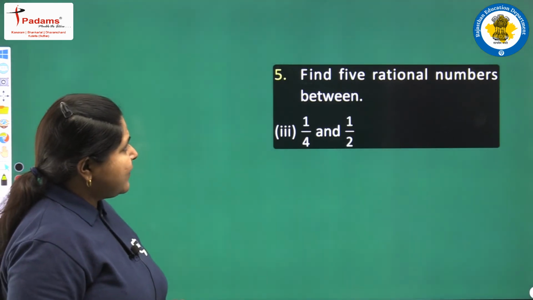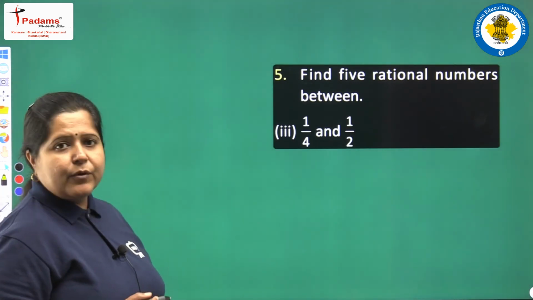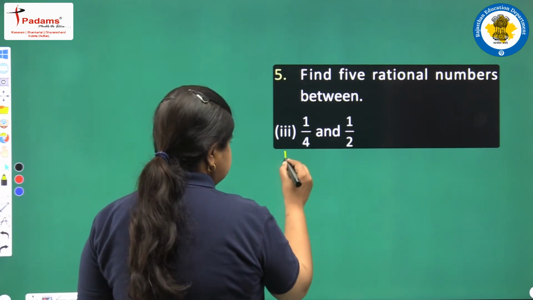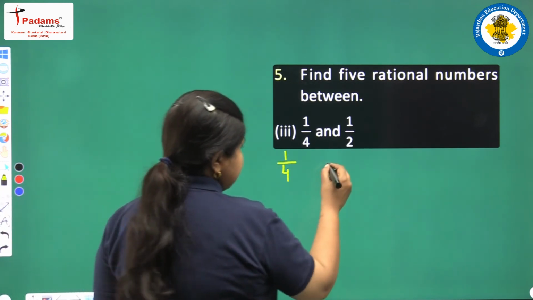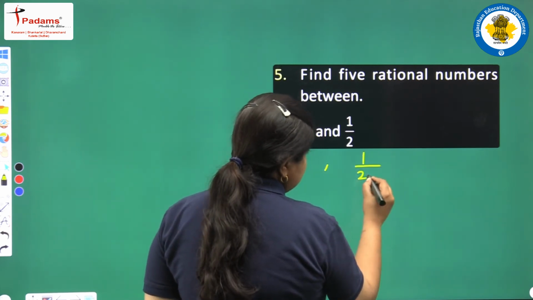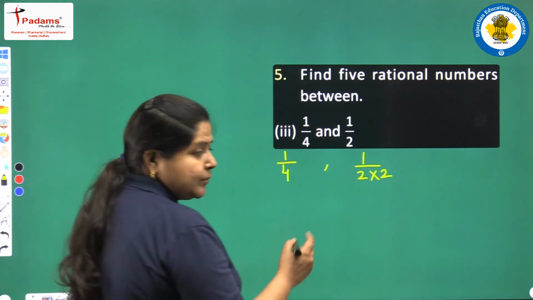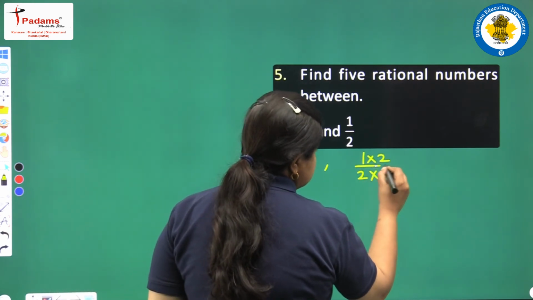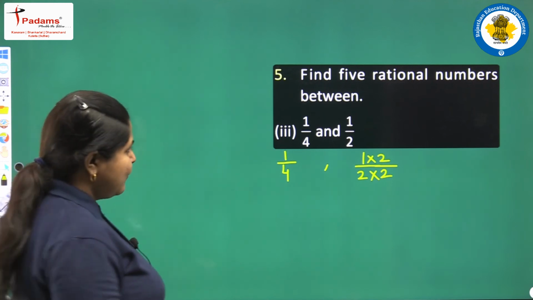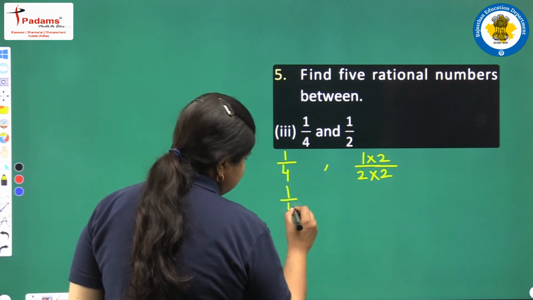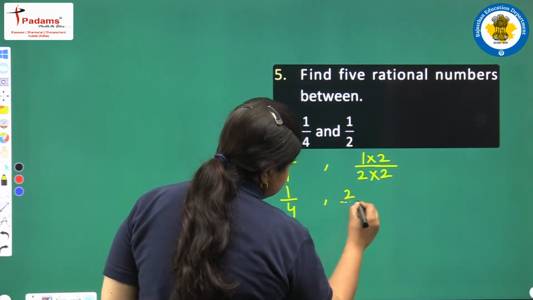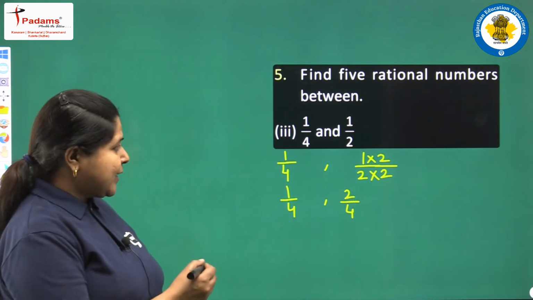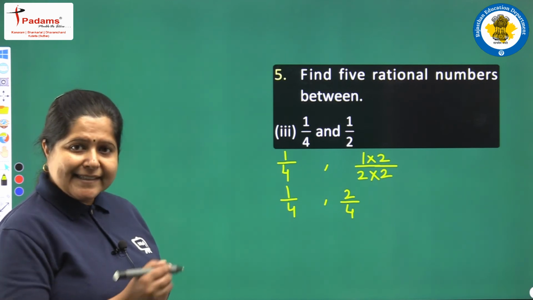Next we have to find 5 rational numbers between 1 by 4 and 1 by 2. Again we will make the denominators the same. 1 by 4 is alright. 1 by 2 we can multiply by 2 to give us 4 in the denominator. Then we will multiply the numerator also by 2. What we get is 1 by 4 and 2 by 4. Obviously, we are not able to get any rational number in between at this stage.